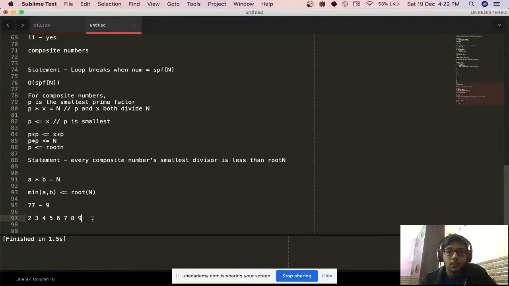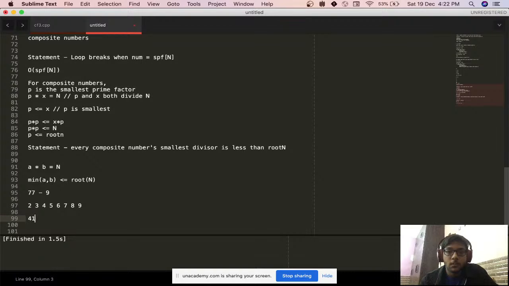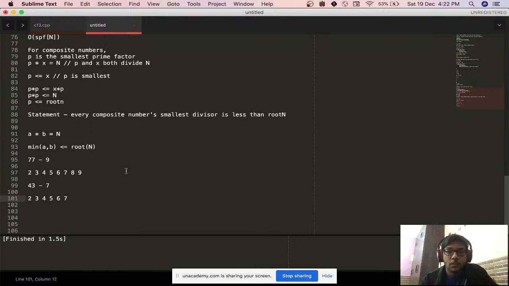So we got it. Now let's take a prime number, say 43. What's the square root of 43? It would be around 7, since 7 squared is 49, so that's a good bound. I'm going to check for 2, 3, 4, 5, 6, 7. Does 2 divide? No. 3 does not divide. 4, no. 5, no. 6, no. 7, no.